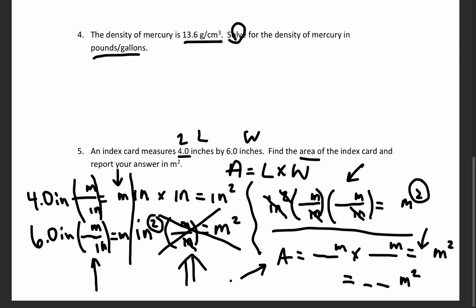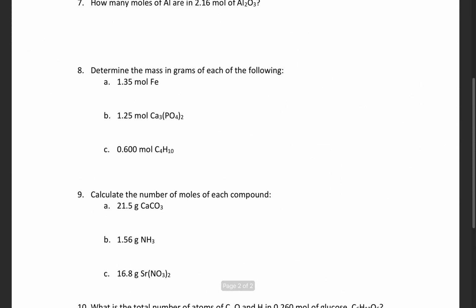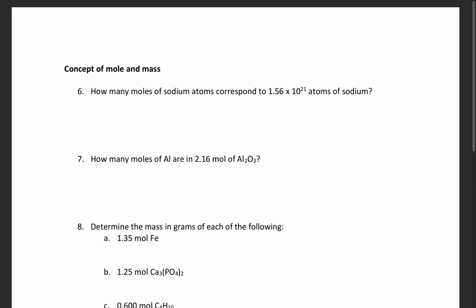Let's look at one more. Let's see. How many moles of sodium? How many moles?